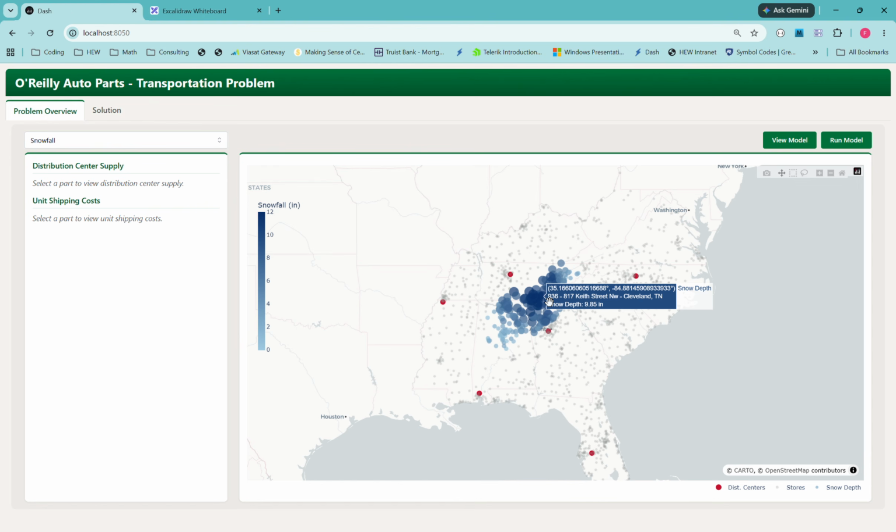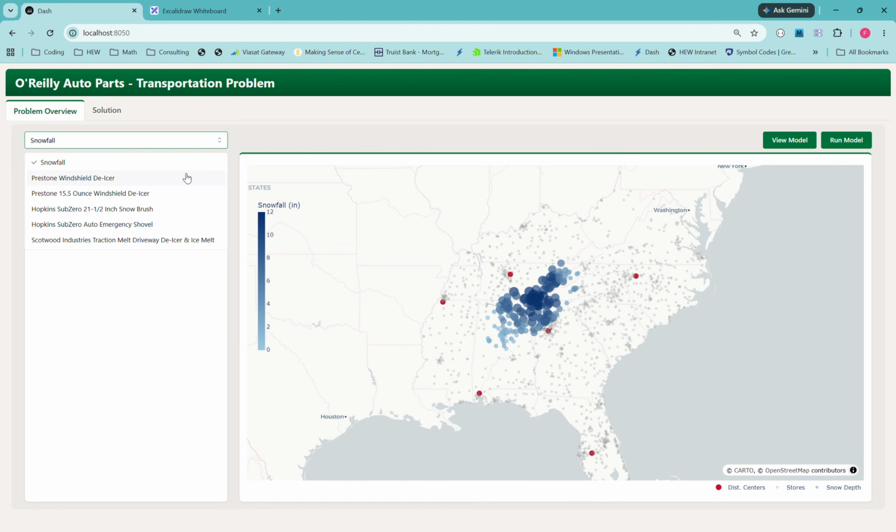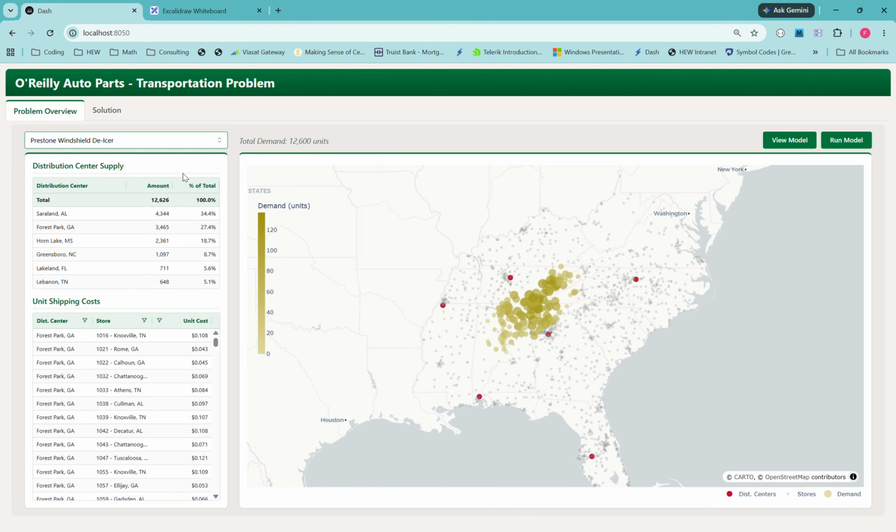With this snowfall, we're going to say that there are a set of products, which you can see in this drop down on the left, that have an increased level of demand. For instance, if I change to this Prestone windshield deicer, I'm seeing a total demand of 12,600 units. If I hover over the yellow dots, for instance here at the Chattanooga, Tennessee store, labeled number 1032, you can see the address and the latitude and longitude. We're saying there's a demand of 84 units of this deicer there.